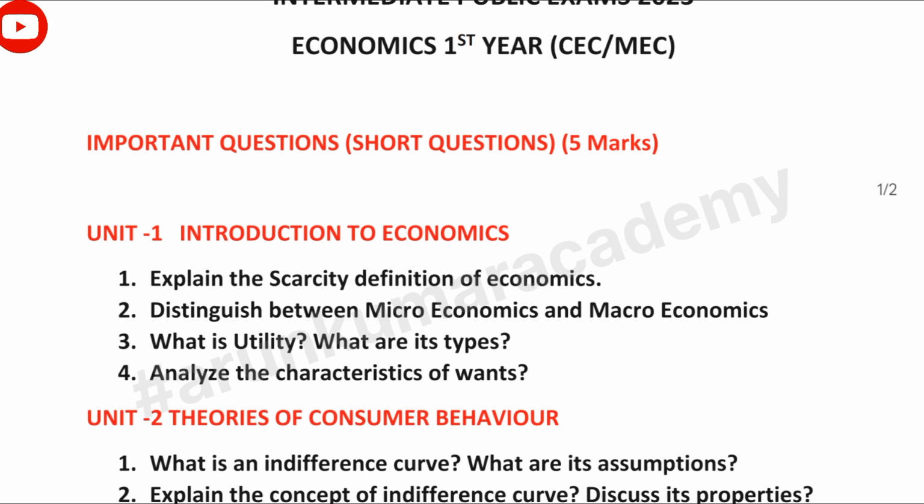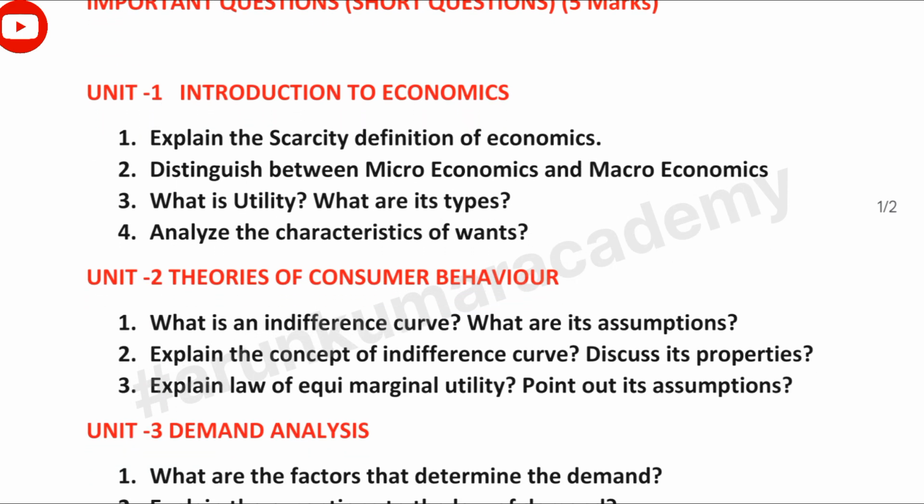Then unit 2, that is theories of consumer behavior. So these are the questions like what is an indifference curve, what are its assumptions, then explain the concept of indifference curve, discuss its properties. Then next, explain law of equimarginal utility and point out its assumptions.